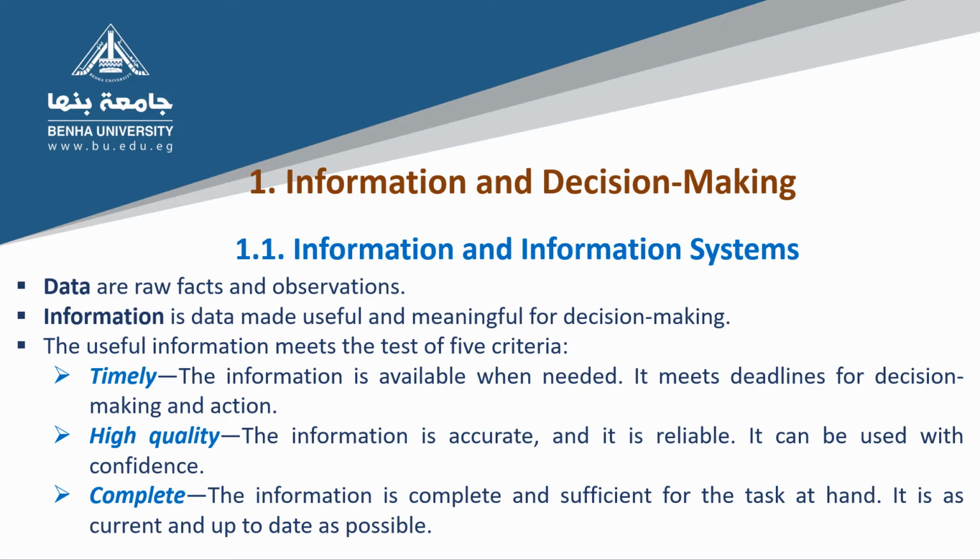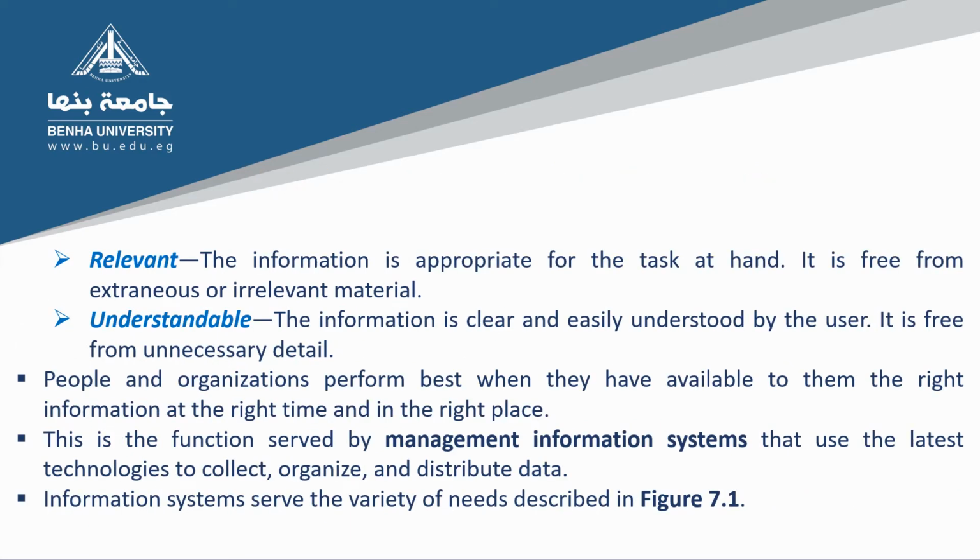Third, complete, which means the information is complete and sufficient for the task at hand, and it's as current and up to date as possible. Fourth, relevant, which means the information is appropriate for the task at hand, and it's free from extraneous or irrelevant material. Fifth, understandable, which means the information is clear and easily understood by the user, and it's free from unnecessary detail.